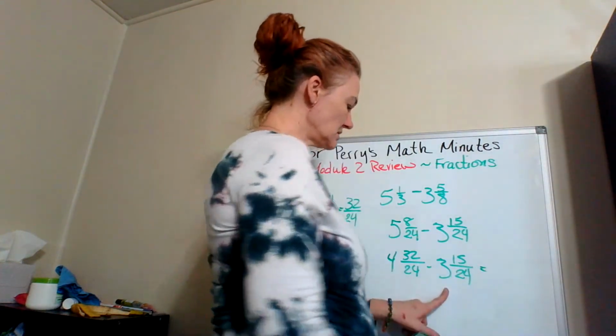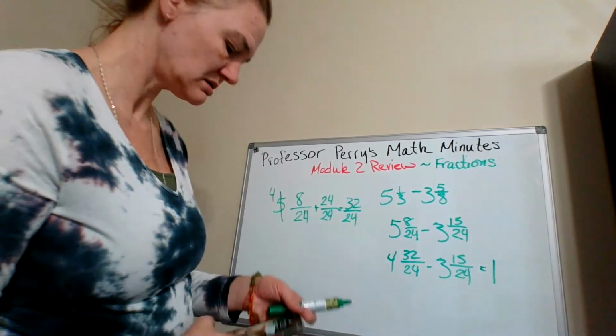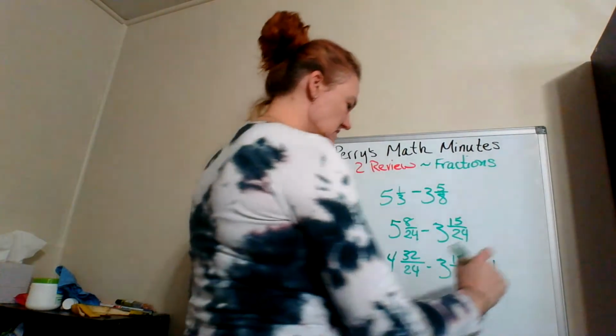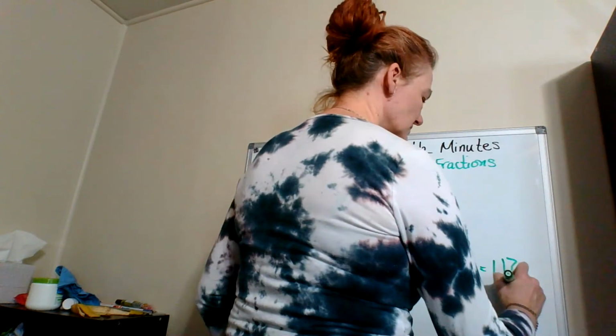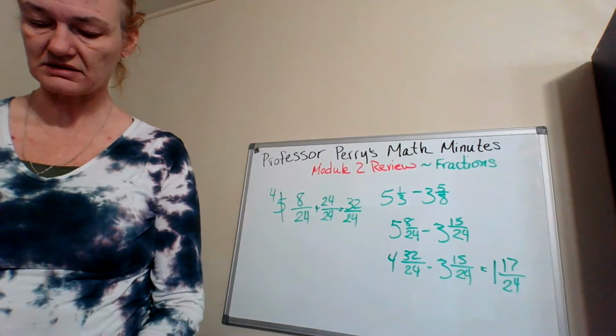So whole number, 4 minus 3 is 1. 32 minus 15 is 17 24ths. That does not simplify, so there is your answer.